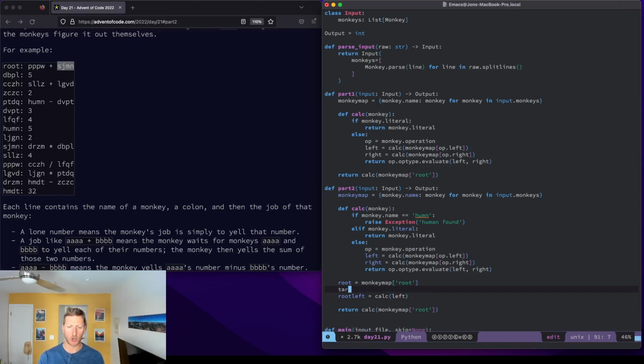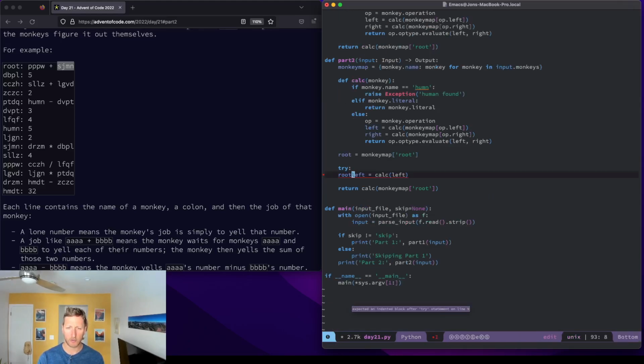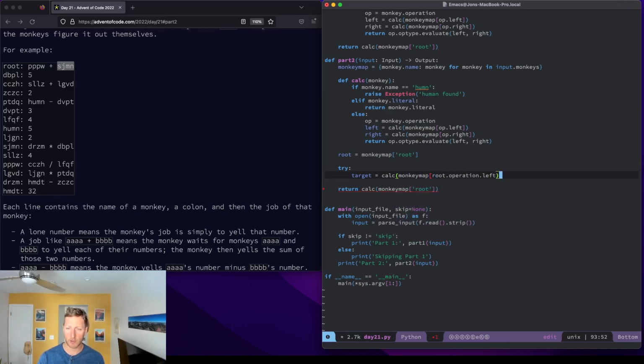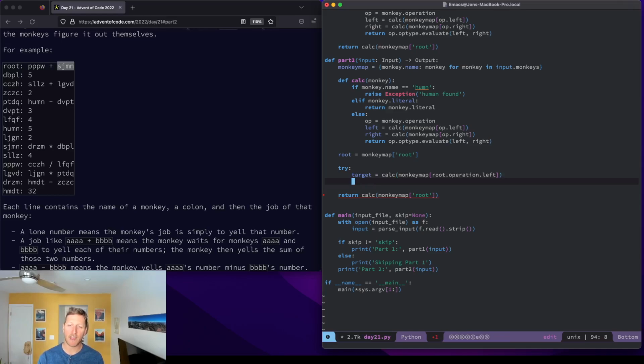All right, so for target, we're going to do try, move this to the center, and we're going to do target is calculate root.operation.left monkey map. Nice. Okay. And if that fails, oh, and then so the target value and the monkey name.